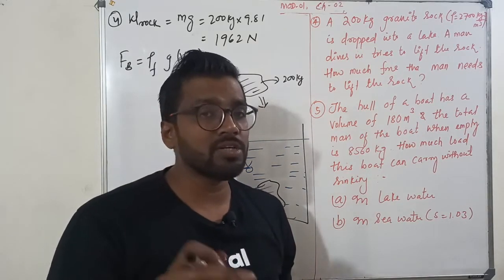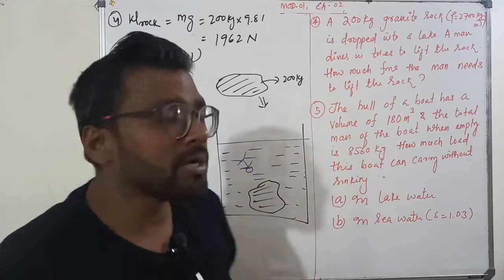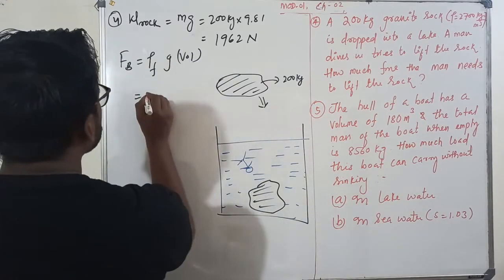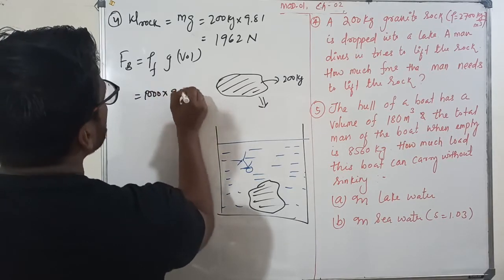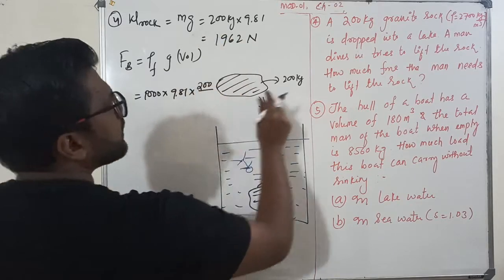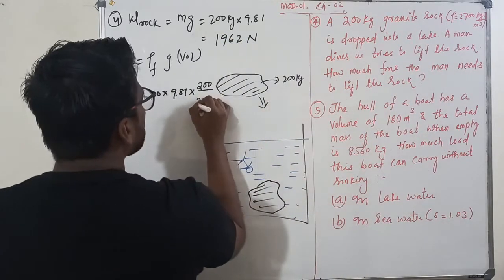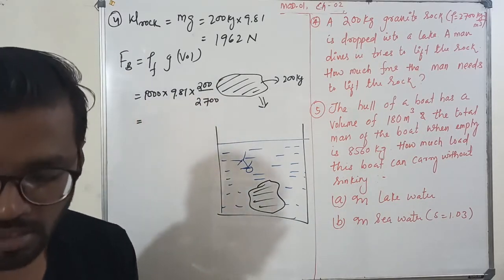Sir, density equals mass per volume, so volume equals mass per density. Very good. What is rho f? Sir, 1000 multiplied by g, 9.81. Volume is mass by density. Mass is 200. Density is given, 2700. So now you can calculate the buoyant force.